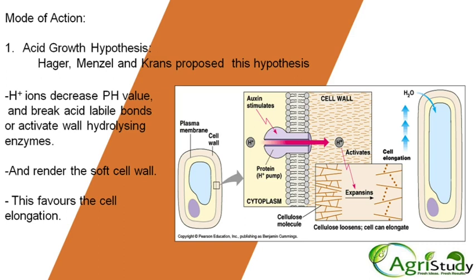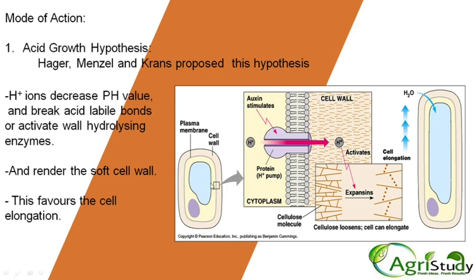And after breaking the strong cell wall, it automatically undergoes softening. The cell wall becomes softened, and once the cell wall is weak, then automatically the expansion, the elongation of the cell, takes place. This is the major hypothesis.